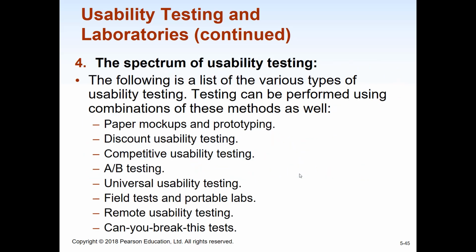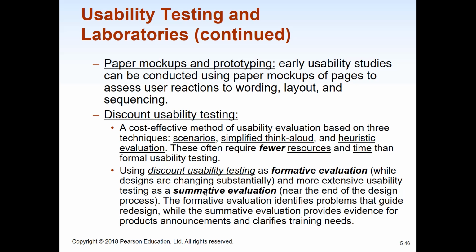There is another thing called the spectrum of usability testing. We don't need to go into details with them, but the following is a list of the various types of it: paper mockup and prototyping, discount usability testing, competitive usability testing, A/B testing, universal usability testing, field tests and portable labs, remote usability testing, and can you break these tests? Just briefly going through each one of them.